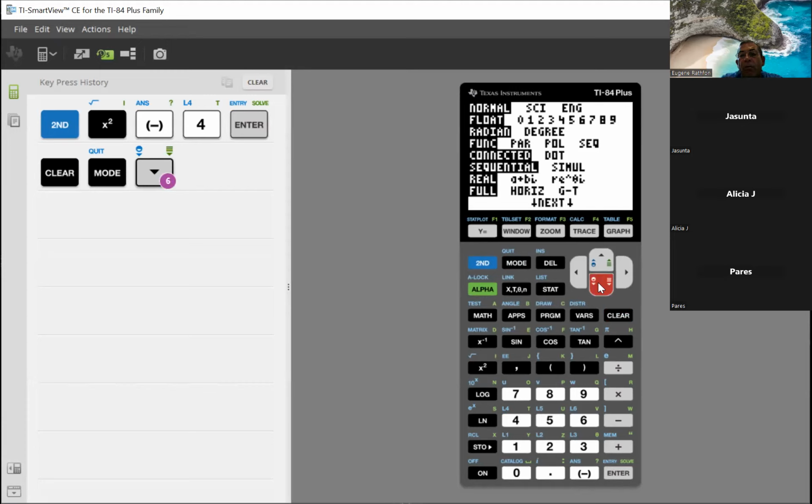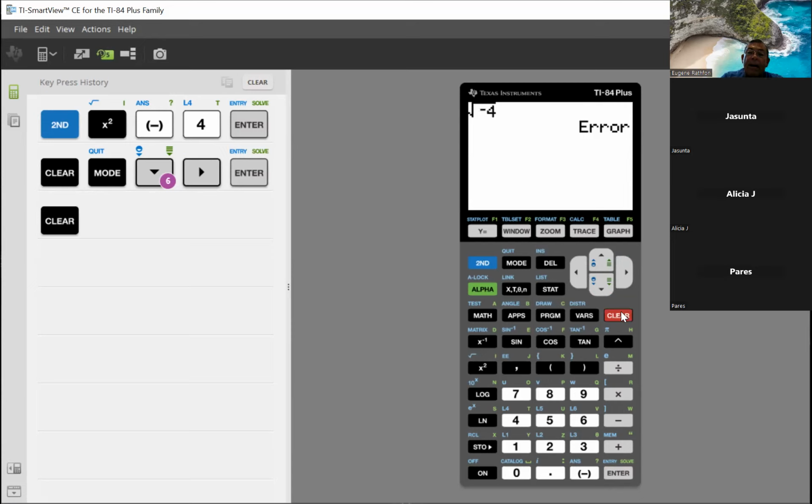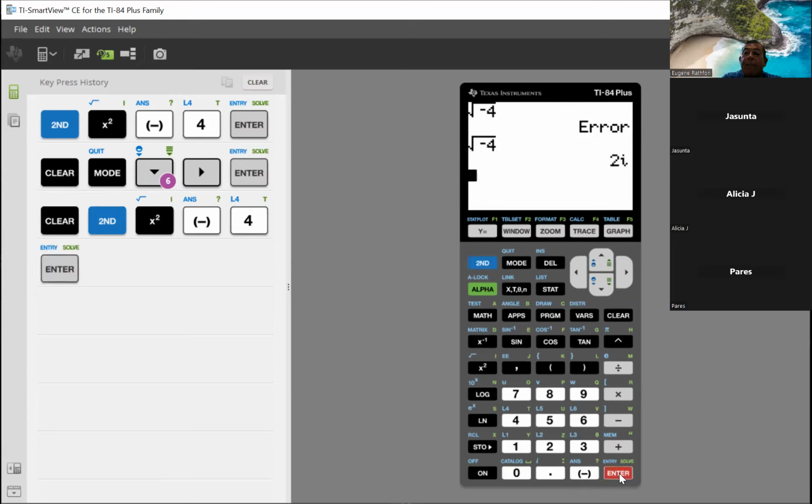Remember, we're in real right now, but I'm going to arrow right and highlight a+bi, and hit enter. Now it's highlighted the a+bi, and y'all, that stands for complex numbers, which are imaginary numbers, okay? Once you've got the a+bi highlighted, hit clear. Now when I take the square root of -4, I will get the imaginary answer of 2i.